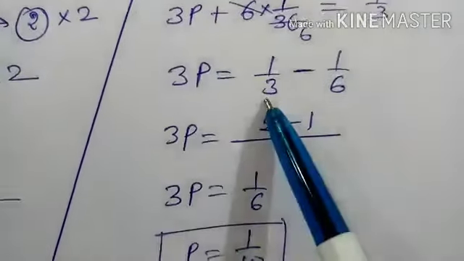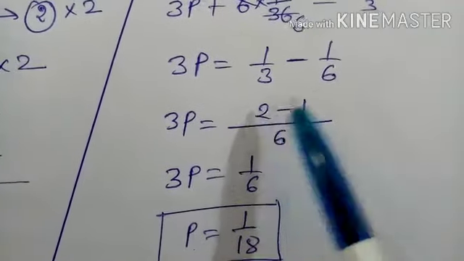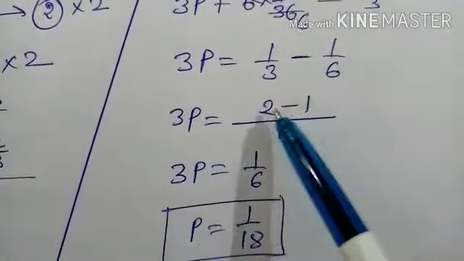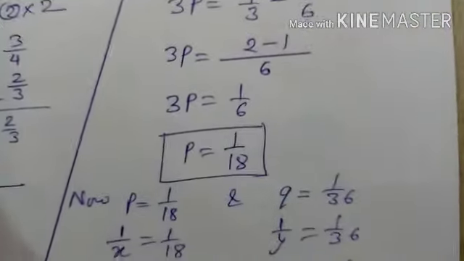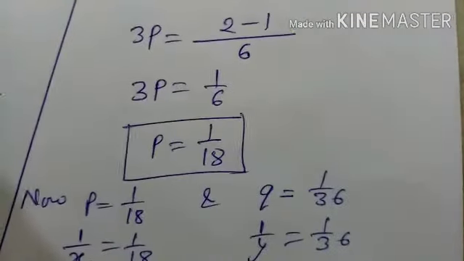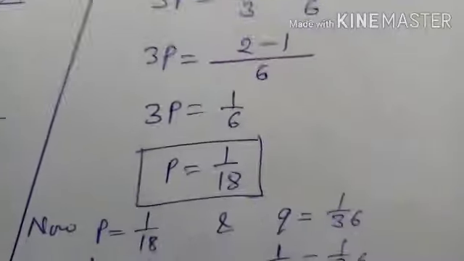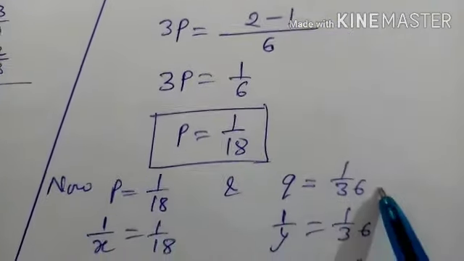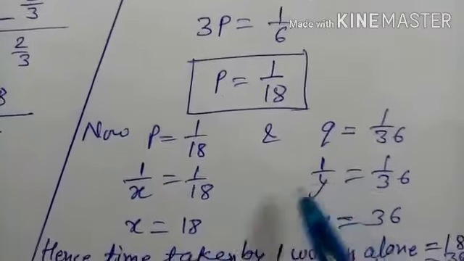This 6 divided by 3 gives 2, and 2 into 1 is 2. Now 6 divided by 6 gives 1, and 1 into 1 is 1. 2 minus 1 is once again 1. Now 3P is equal to 1 by 6. So P is equal to 1 by 18. Now P is equal to 1 by 18 and Q is equal to 1 by 36, but P is 1 by X and Q is 1 upon Y.